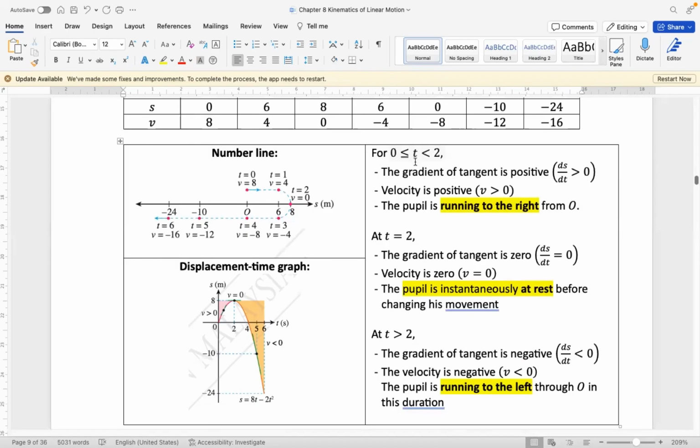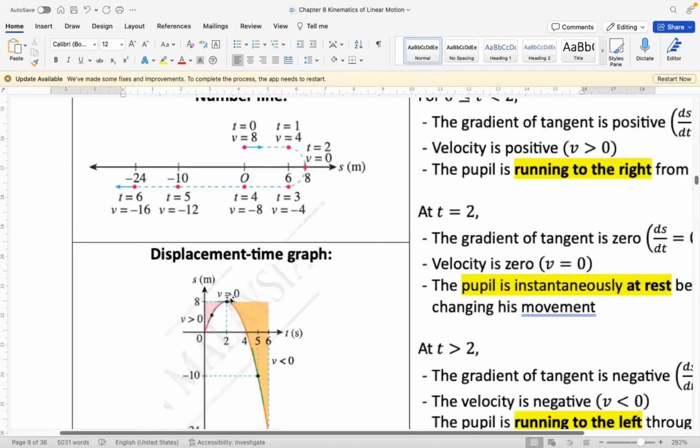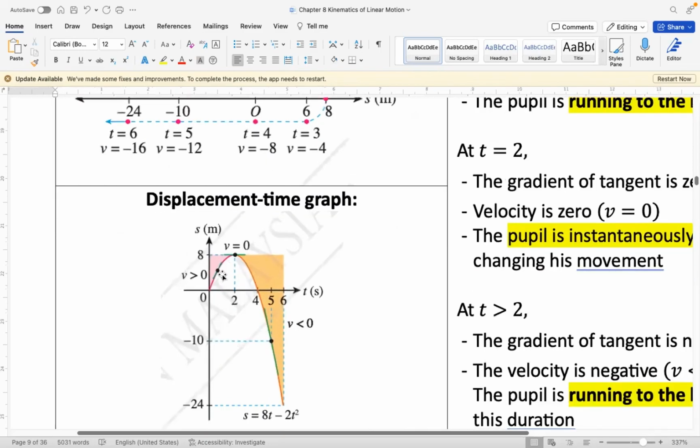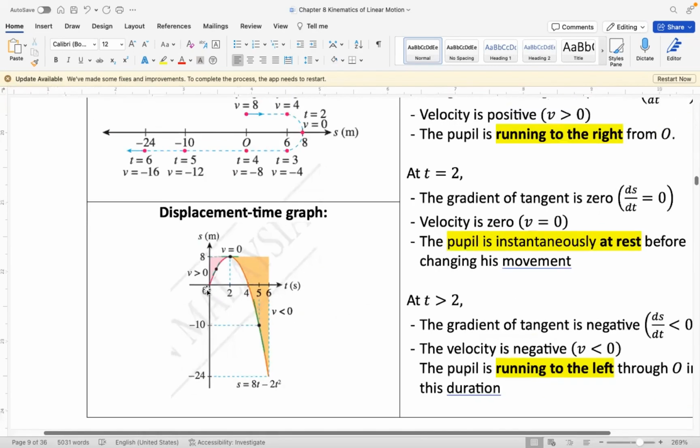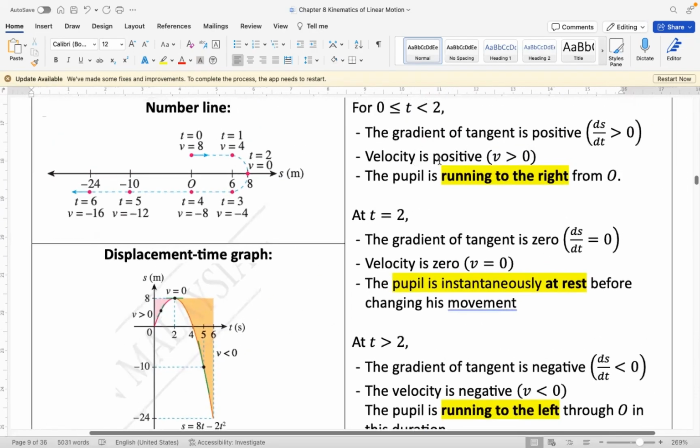So let's check. When t is in between 0 to 2, let's say we have a point here. When you want to draw a tangent line for this point, we notice that this tangent line slants to the right. Tangent line slants to the right means differentiation greater than 0. This equation is s equals 8t minus 2t squared. When we do differentiation, we have ds/dt. ds/dt greater than 0, that means v greater than 0, because ds/dt means velocity. So we identify already, when t is in between 0 to 2, velocity is positive.